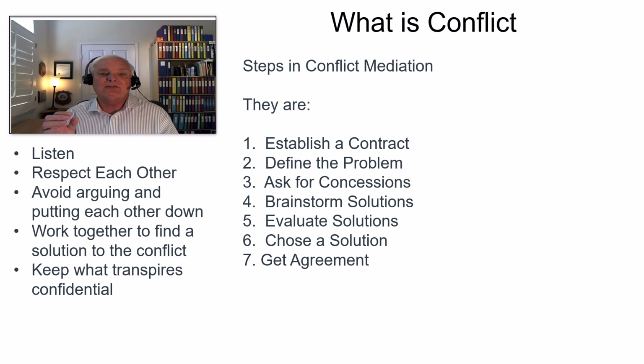But if you're looking for the steps in conflict from a mediation standpoint, you need to establish a contract. You need to sit down with the people and say, we are going to find a way to resolve this conflict. This is an official conflict. It needs some level of mediation. Then you would define the problem. Once you've defined the problem, you look at the people that are involved in it and ask, what concessions would you be willing to give up? What is it that you could let go of that would allow us to release this conflict?